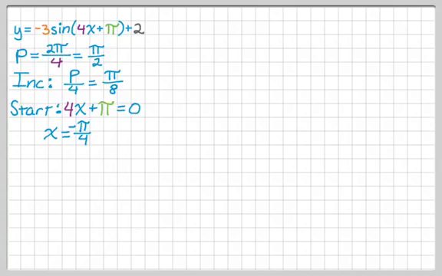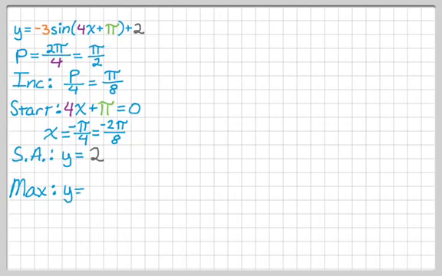But remember, you want to write this and the increment in the same denominator, so that's going to be negative 2 pi over 8. And then the sinusoidal axis is just y equals d, so y equals 2. The maximum is the sinusoidal axis plus the amplitude, so that gives us 5. The minimum is the sinusoidal axis minus the amplitude, which gives us -1.